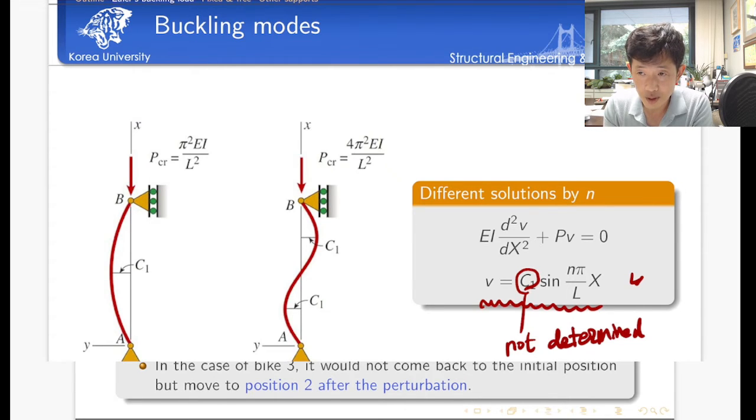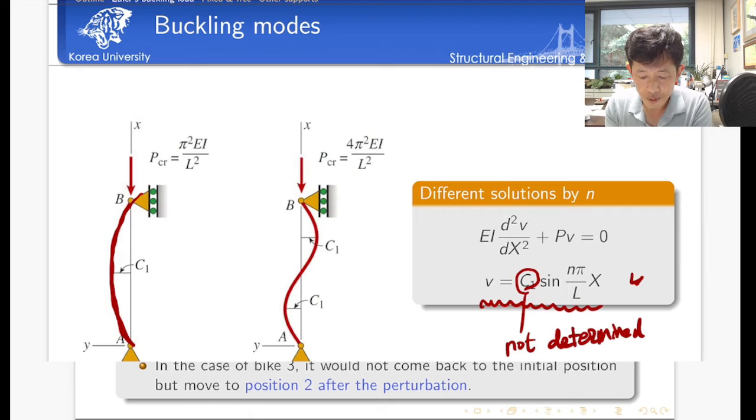Take n equal to 1. Then if x is equal to 0, it is 0. And then x is equal to, no, L, sorry. When x is equal to L, sine of pi over L times L, so sine pi, is equal to 0. So when n is equal to 1, we have a half sine curve, the first order buckling shape. This is the first buckling mode.